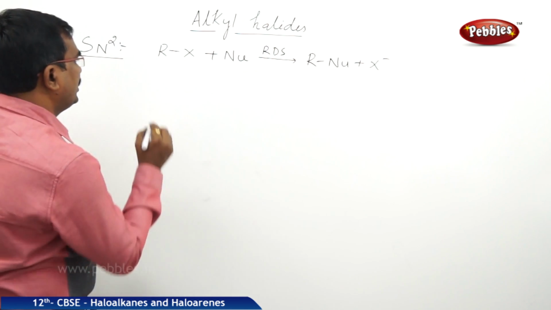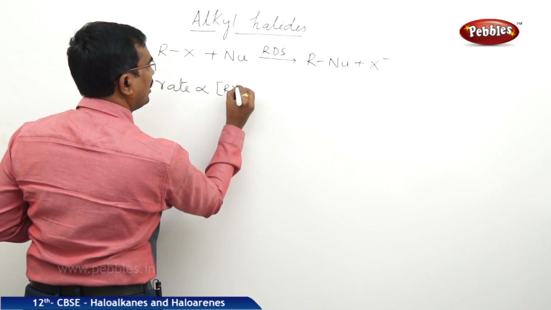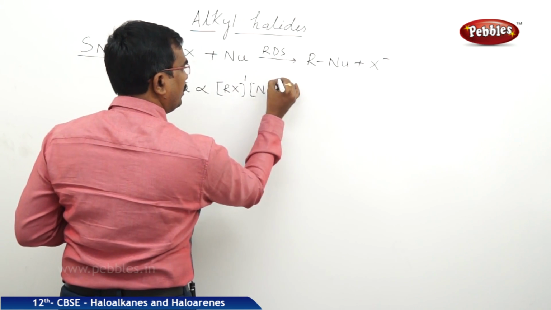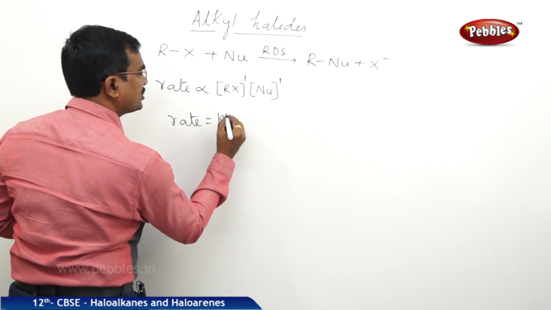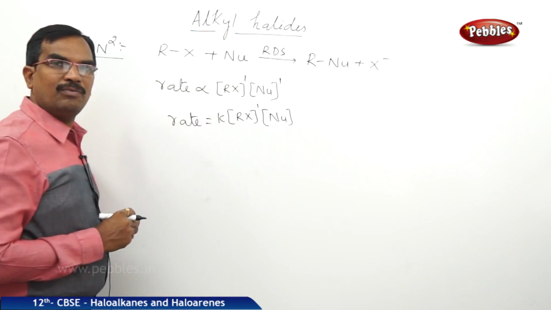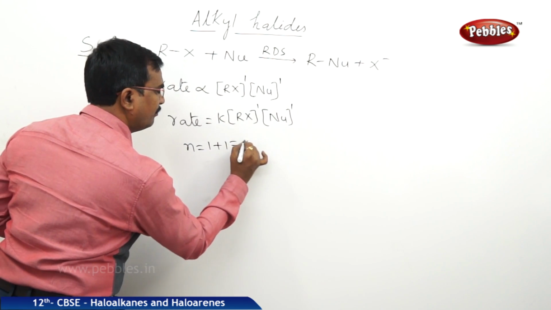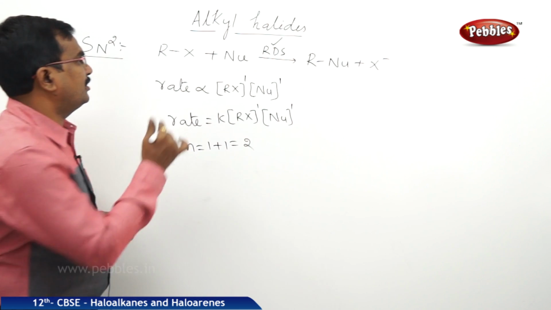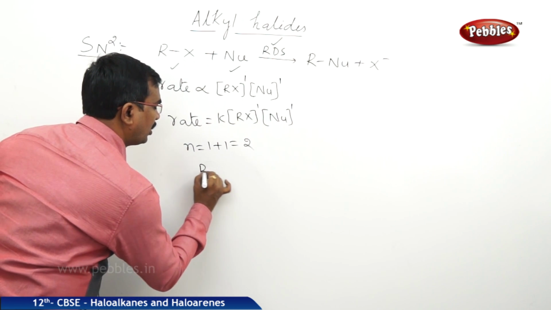Now, the rate is directly proportional to the concentration of the alkyl halide and also the concentration of the attacking nucleophile, both with power 1. Writing the rate law, rate equals rate constant K into concentration of alkyl halide power 1, concentration of nucleophile power 1. Adding these, the overall order is 1 plus 1, which is second order, and this is the RDS. In this rate determining step, two species participate in the chemical reaction. That's why this is a bimolecular reaction.